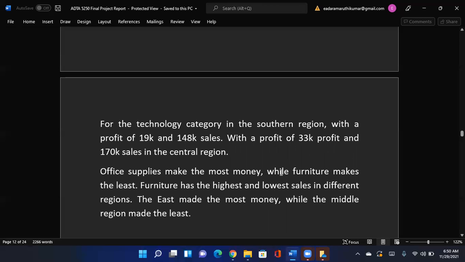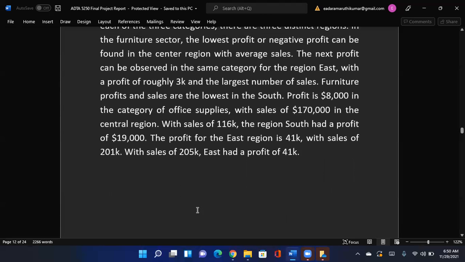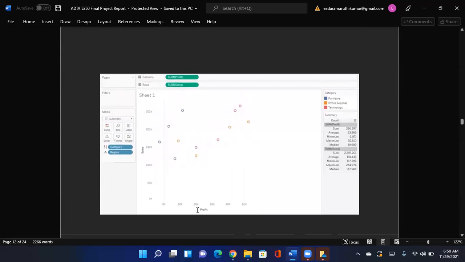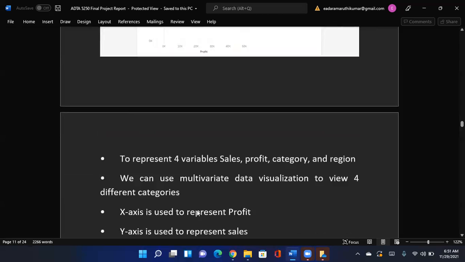Office supplies make the most money, while furniture makes the least. Furniture has both the highest and lowest sales in different regions. The east made the most money, while the middle region made the least. This is what the sales and the profits look like for the different categories of furniture, home, office supplies, and technology.